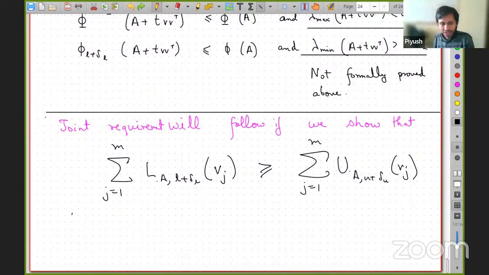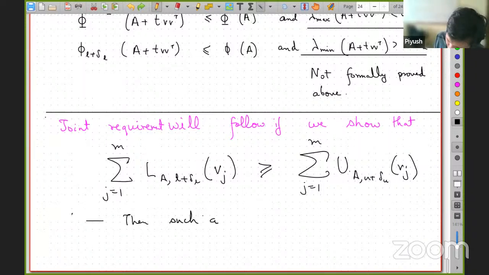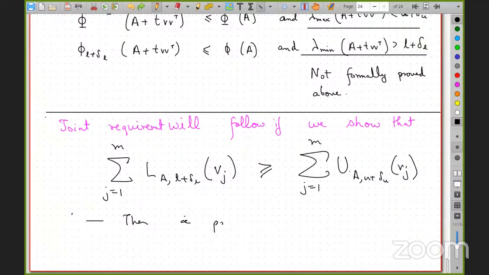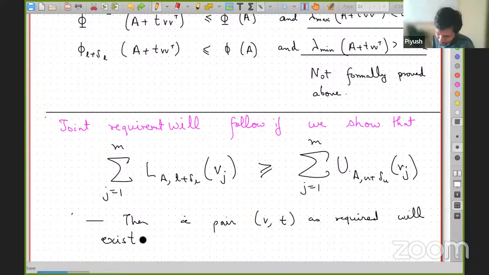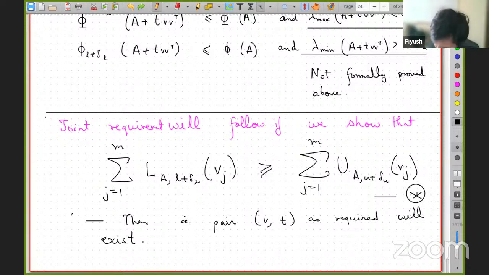Okay. Then a pair V comma T as required will exist. So now we want to prove star.